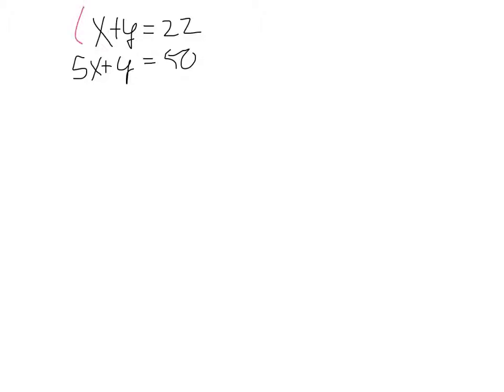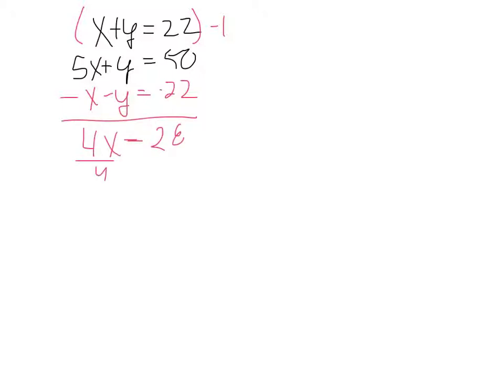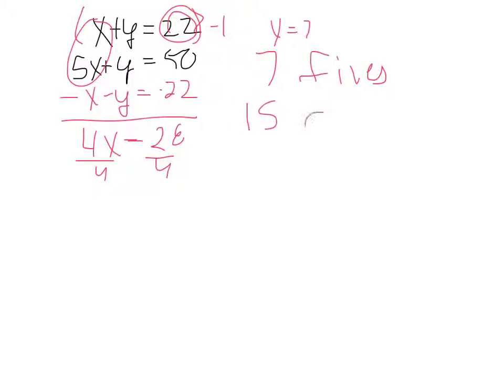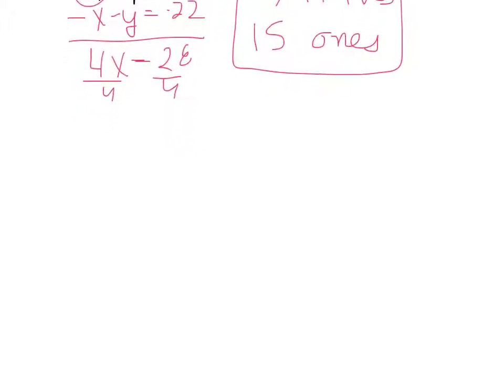So here I'm going to use just elimination, multiply by -1, gives us negative x minus y equals negative 22. Add these guys up. 4x equals 28, divided by 4. And that gives us x equals 7. So recall, because we have the 5 associated with that, means we have 7 5s. And if we have 22 total bills and 7 are 5s, that means 15 are 1s. So 7 5s and 15 1s, 35 and 15, $50, looking good.